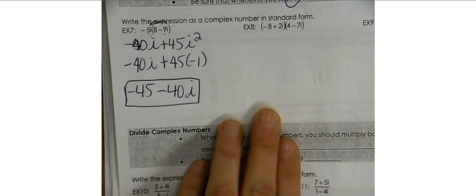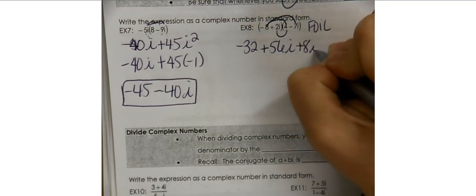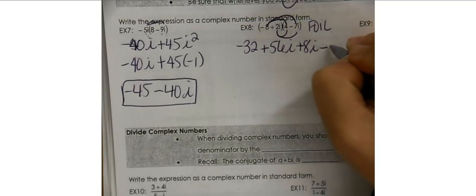Looking at number 8, we have essentially two binomials that we're multiplying together. So in this case, we're going to FOIL. So I'm going to multiply negative 8 times 4, that's negative 32. Negative 8 times negative 7i, that's plus 56i. 2i times 4, which is plus 8i. And then 2i times negative 7i, that's going to be minus 14i squared. Oh, we have an i squared. We need to replace that i squared with the number negative 1.